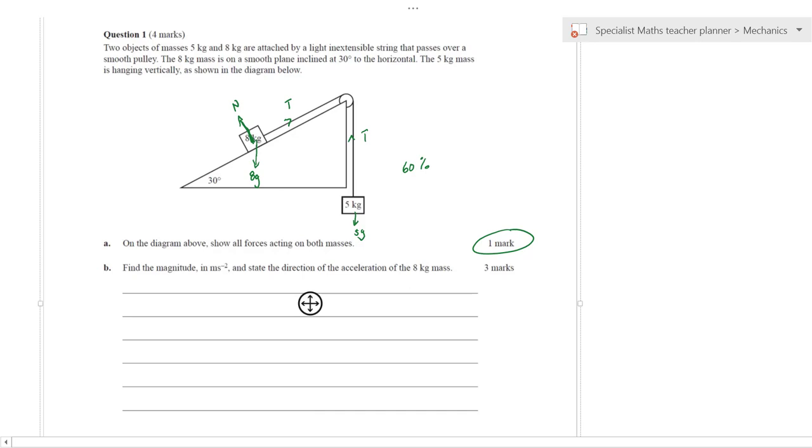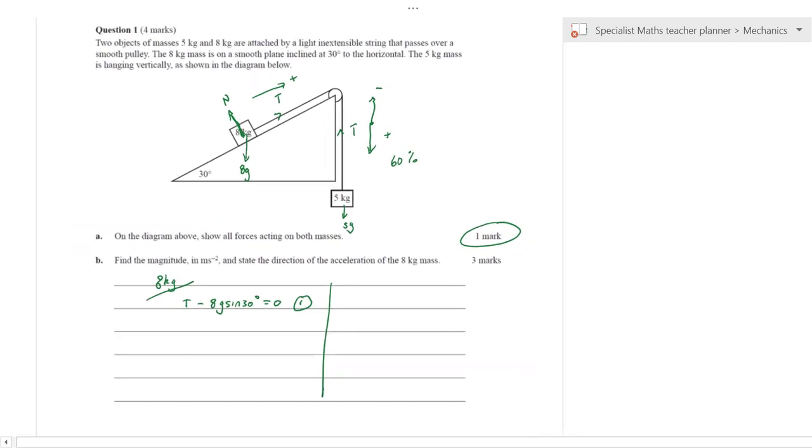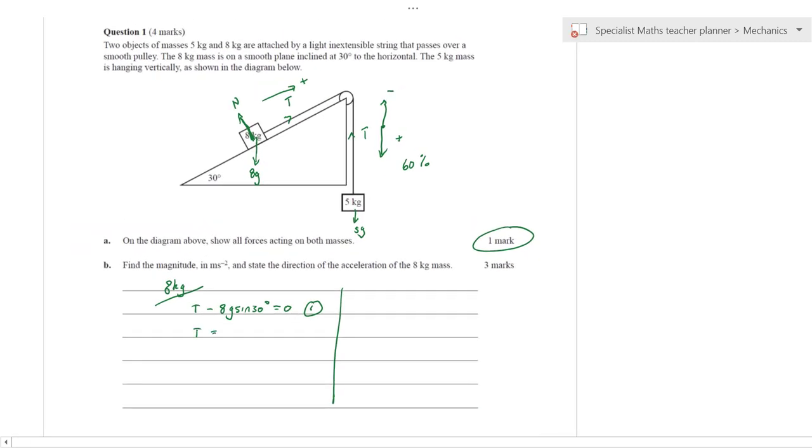So I'm going to do that way as positive, and if that way is positive, then that means that way would be negative for this one. Okay, so what we're going to say is I'm going to go up the plane. So for the 8 kilogram mass, we can say that T minus 8G sine of 30 degrees is equal to 0, equation 1. And so therefore T is equal to 8G sine of 30, which is 4G.